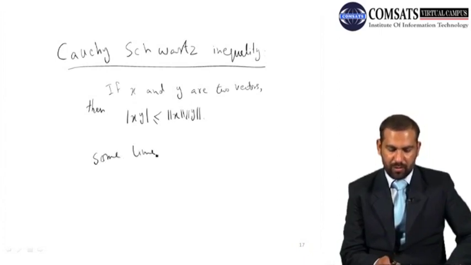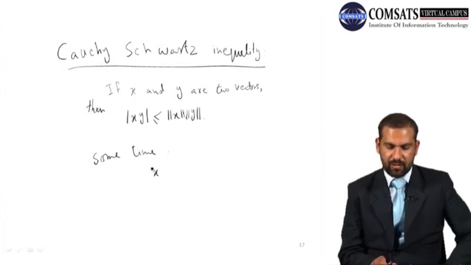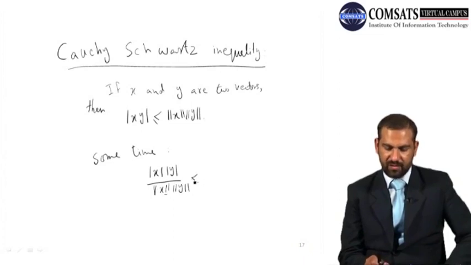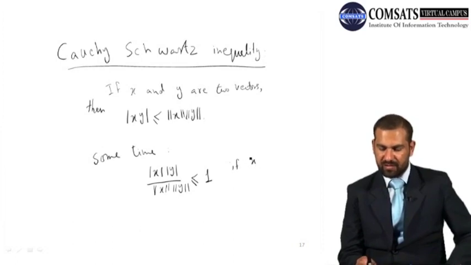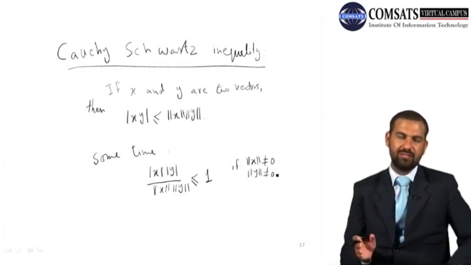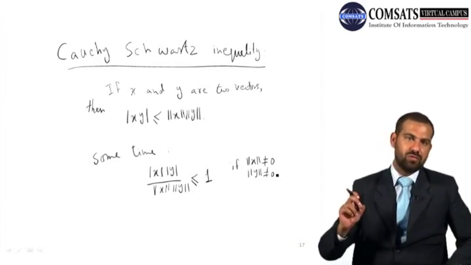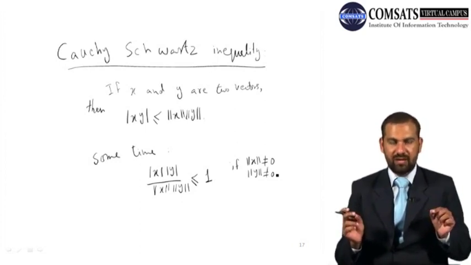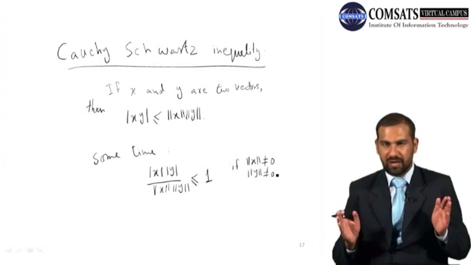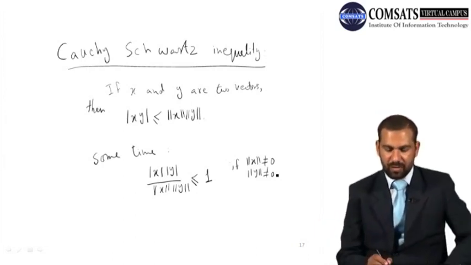Sometimes we study this in the form: the mod of x y over the norm of x times the norm of y is less than or equal to 1. Here, the condition is that the norm of x and the norm of y are both not equal to 0, because we know that division by zero is not allowed. Division by zero means the value goes to infinity, but infinity is not part of R, which is the collection of all values between minus infinity and plus infinity. So in this way you can write this.